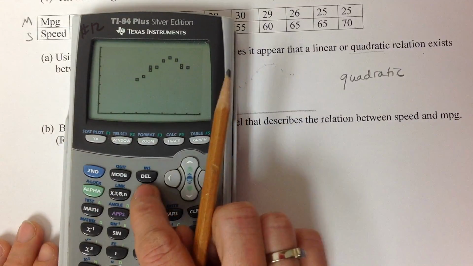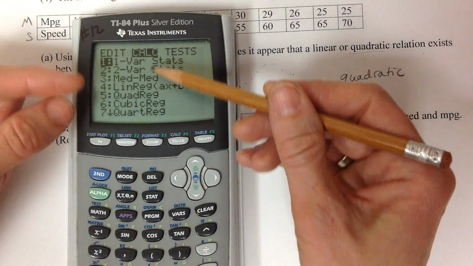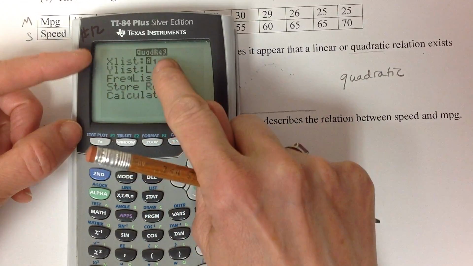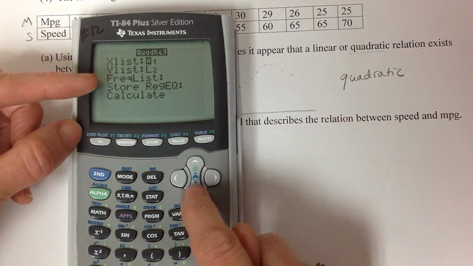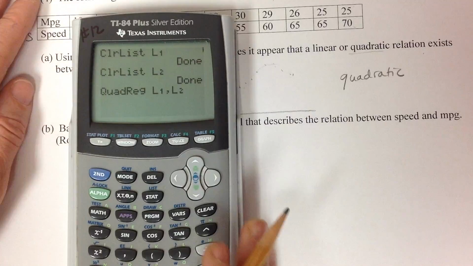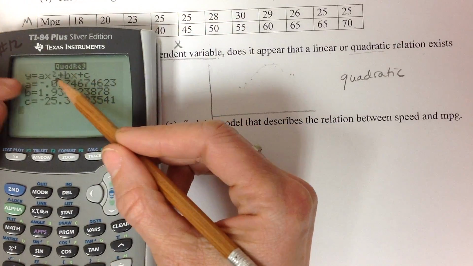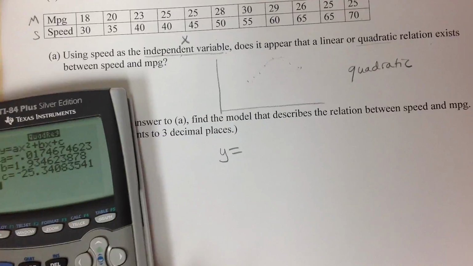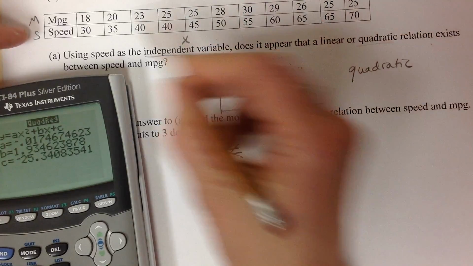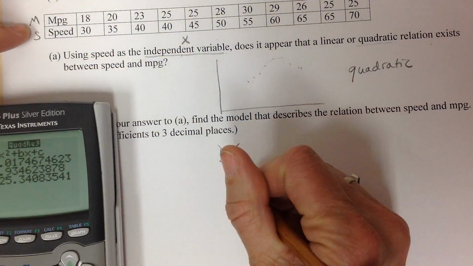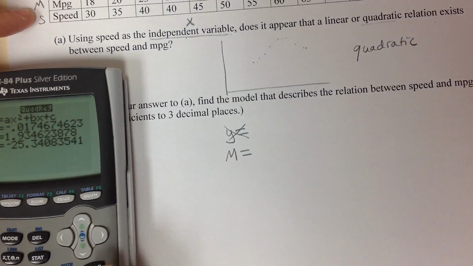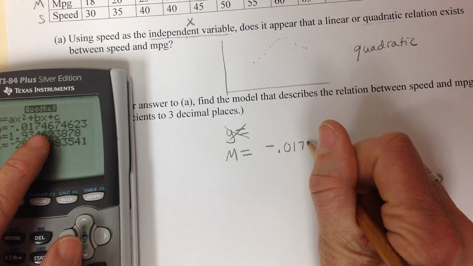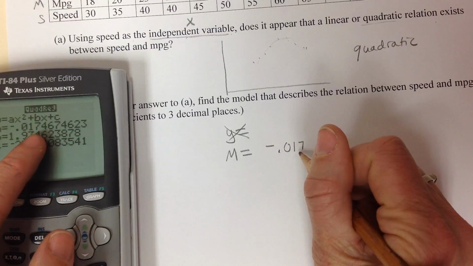So in my stat, I want to calculate, and now I want a quadratic regression, so option 5. Make sure that your variables are listed for the correct column. Mine are L1 and L2. So now I want to calculate. So y equals ax squared plus bx plus c. Actually, we should use the variables we're told to use, so this is m instead of y. So m equals, rounding to 3 decimal places, negative 0.017. The 4 would round that to 7.